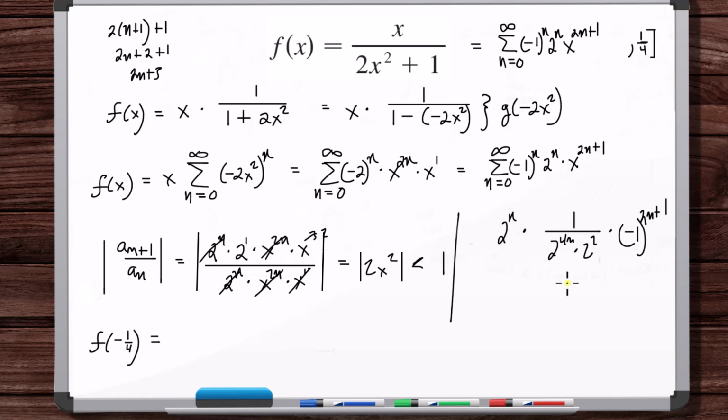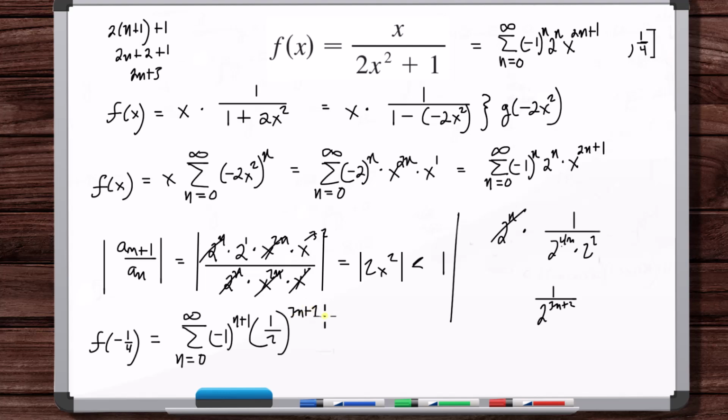So let's do that. Okay, now we can just focus on, we can get rid of this. Well, we just did this. This is going to be 1 over 2 to the 3n plus 2, which is just 1/2 to the 3n plus 2. That's convergent. It's absolutely convergent. So this is actually convergent at the endpoints.